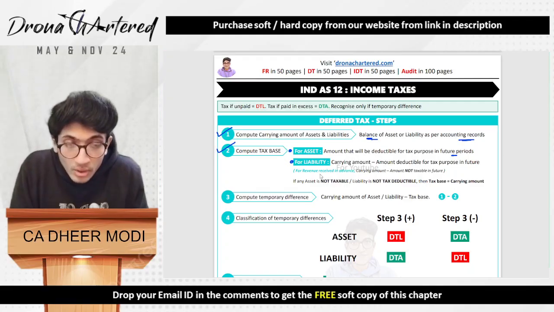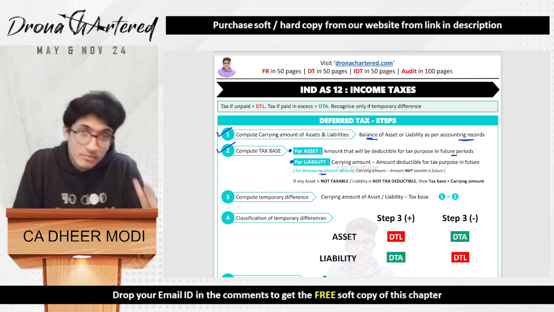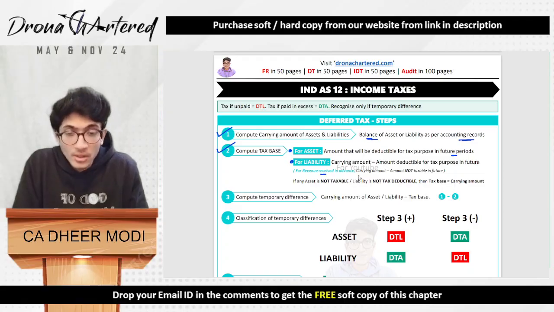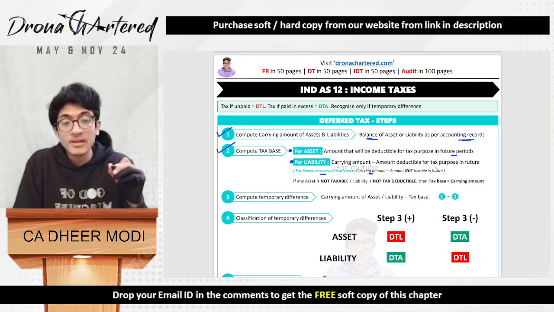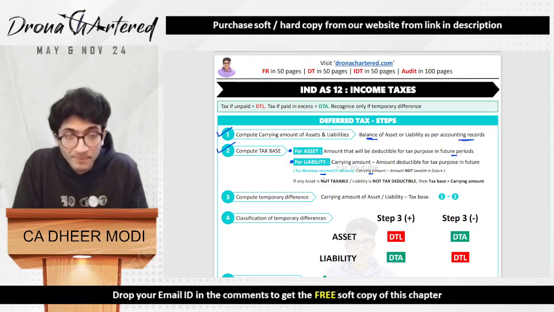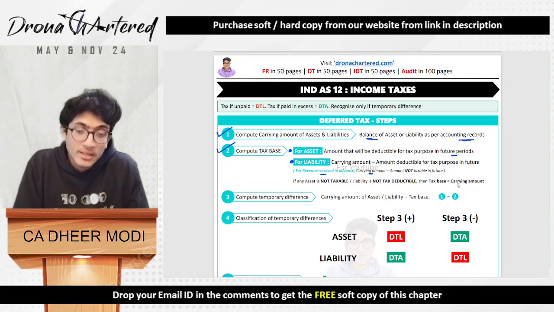Important point to notice for revenue received in advance. If you have received any revenue in advance, that means you've not provided the service, but you received the revenue. In such a case, it will be the carrying amount minus the amount not taxable in future. Okay. If any asset is not taxable or if the liability is not tax deductible, then in such a case, tax base will be your carrying amount.